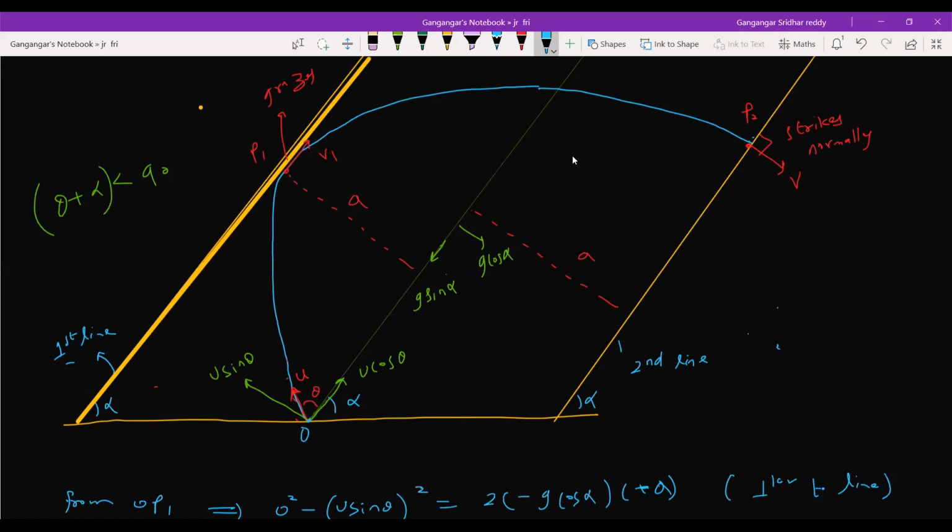So shall we calculate the time taken to move from O to P? At t equals 0, I projected. After some time t, it will arrive here. Shall we calculate this time t, applying the u plus at formula.